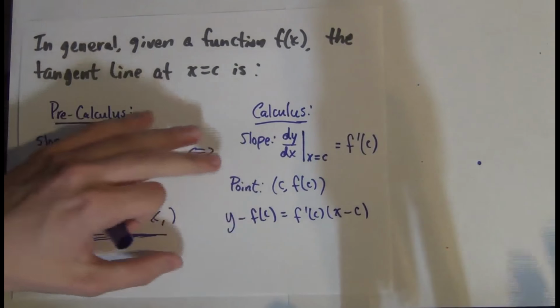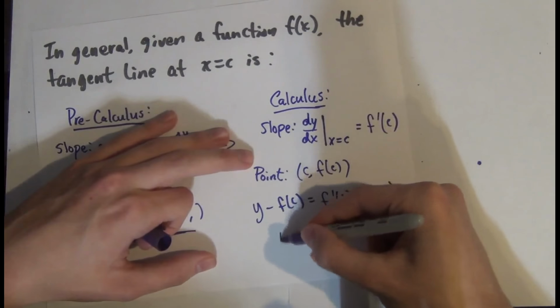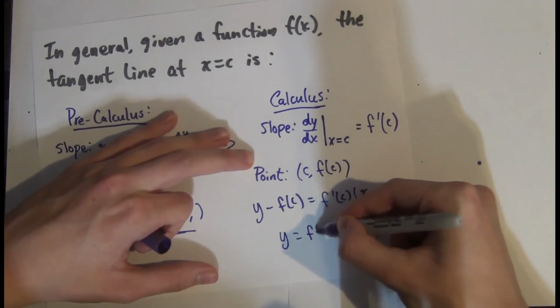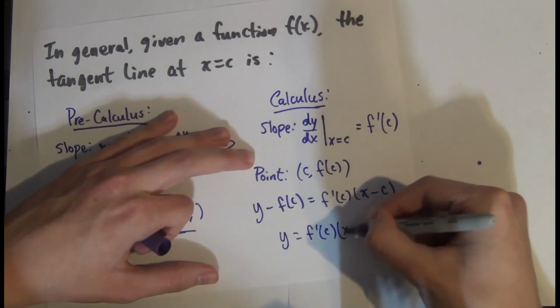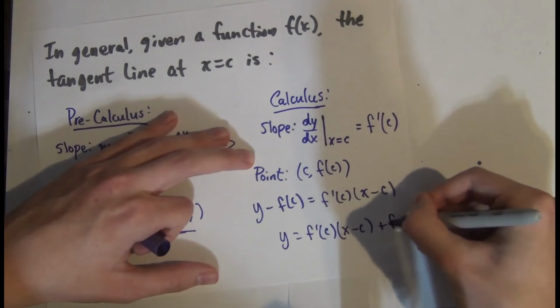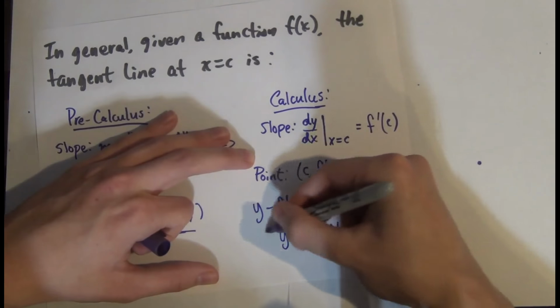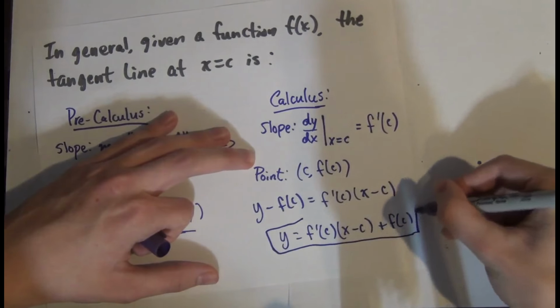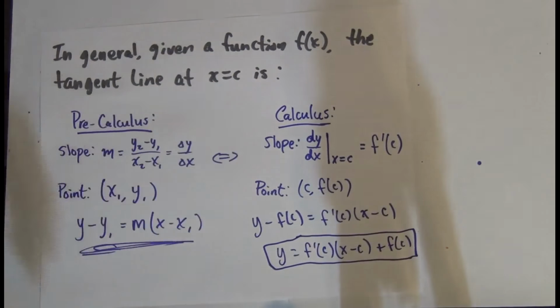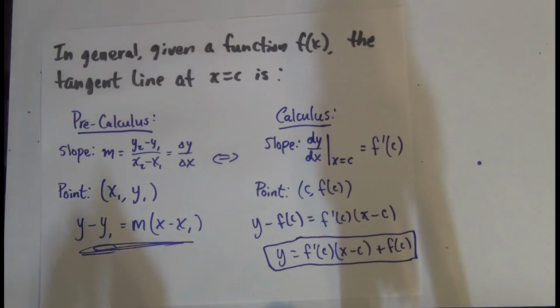Some people like moving f of c over to the other side, so this would be y equals f prime of c times x minus c plus this quantity f of c. And that represents the equation of a tangent line at this specific point. All right?